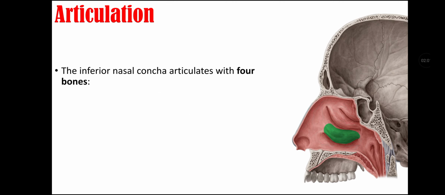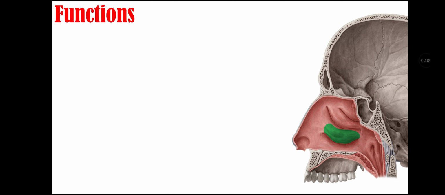Articulations of inferior nasal concha. Inferior nasal concha articulates with four bones. It articulates with maxilla, palatine bone, with lacrimal bone, and with ethmoid bone.